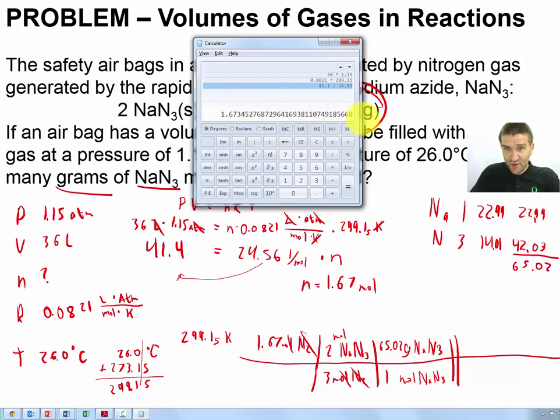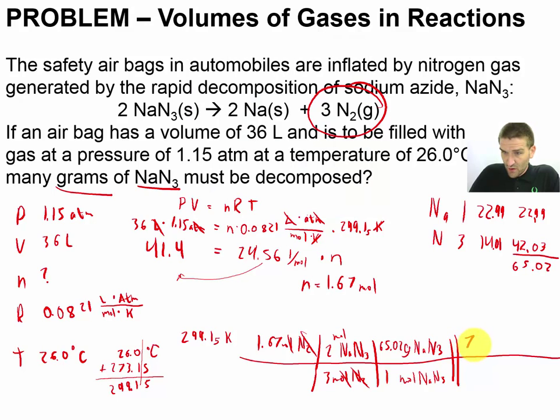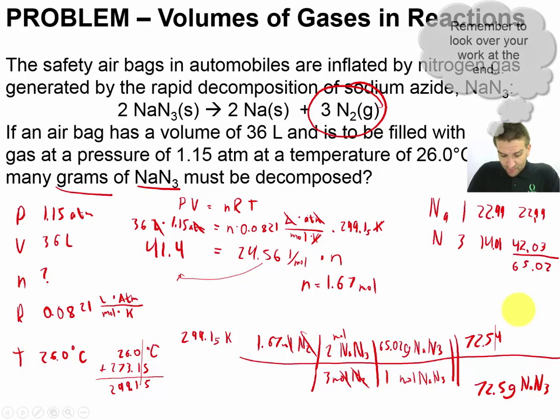Ready for the calculator again. Okay, and you can see I still have my trailing insignificant figures there, and that's fine. So I have that, times 2, then divided by 3, times 65.02. It gives me 72.54. I have 3 sig figs, exact 4 sig figs. I'll be chopping that to 3 sig figs. Final answer for this should be 72.5 grams of sodium azide. That's how we'd finish solving that problem.